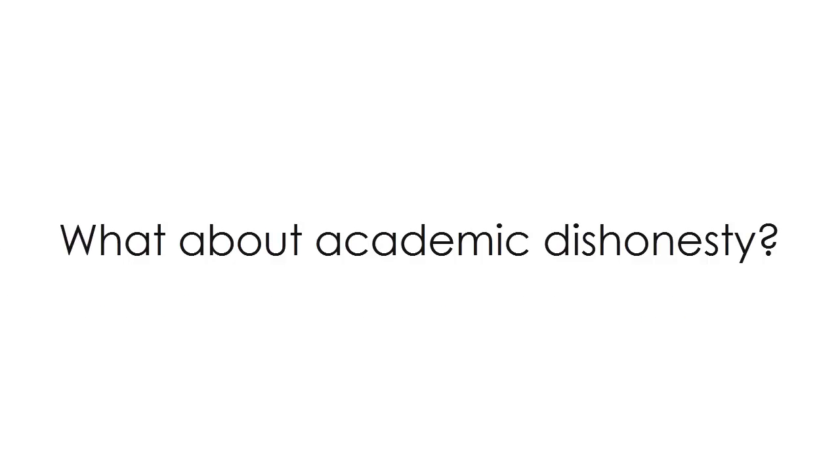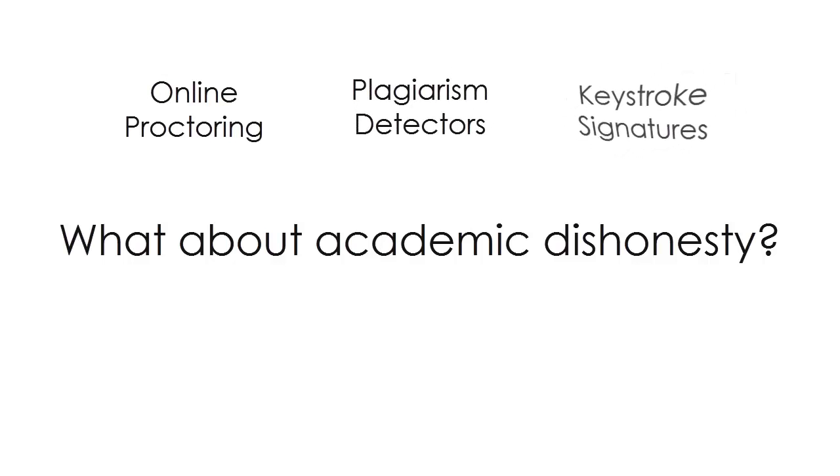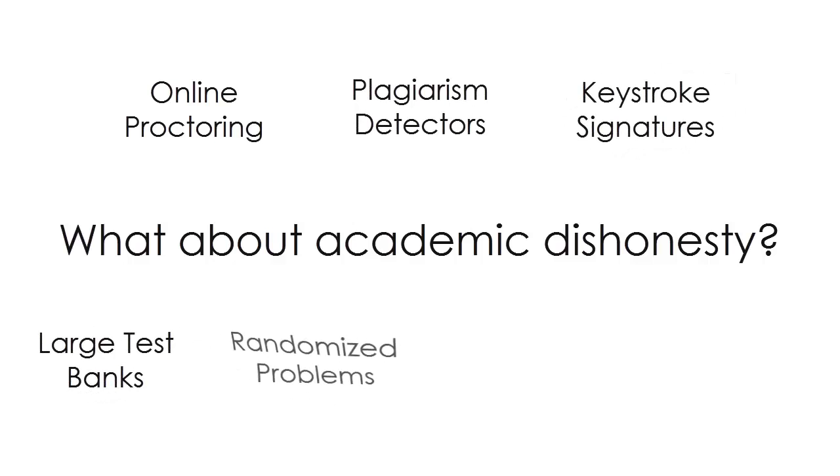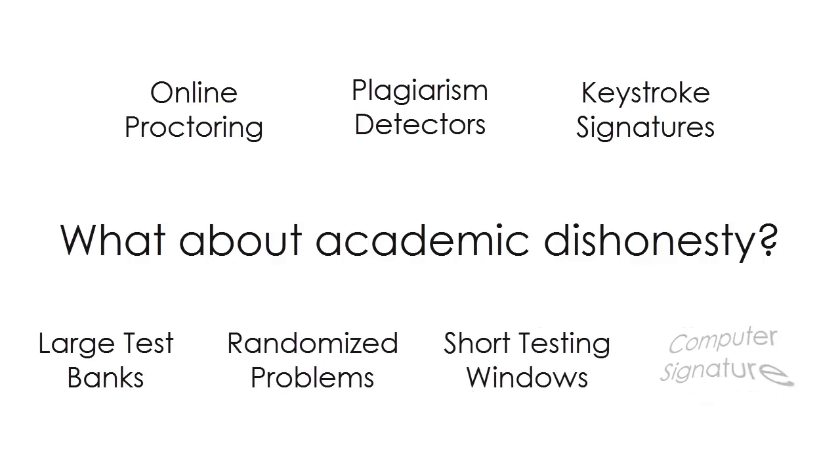Another common concern is, what about academic dishonesty? In many online courses, you might wonder, am I going to be able to ensure that the students themselves are the ones doing the work? The answer is an overwhelming yes. There are many methods to ensure academic integrity online, including online proctoring, plagiarism detectors, keystroke signatures, large test banks, randomized problems, short testing windows, computer signatures, etc. There are many ways online to ensure your students are who they say they are and are working using only authorized resources. You can work with your instructional designer to identify appropriate academic integrity tools for your course.